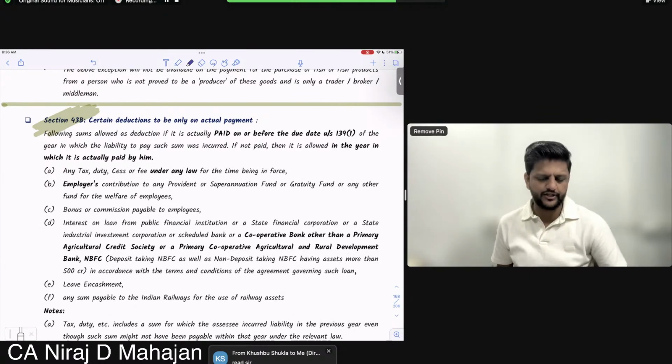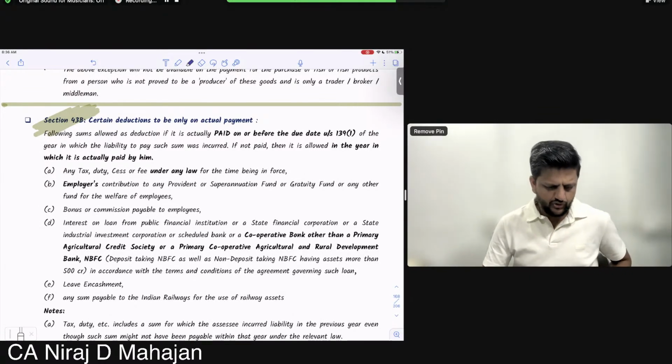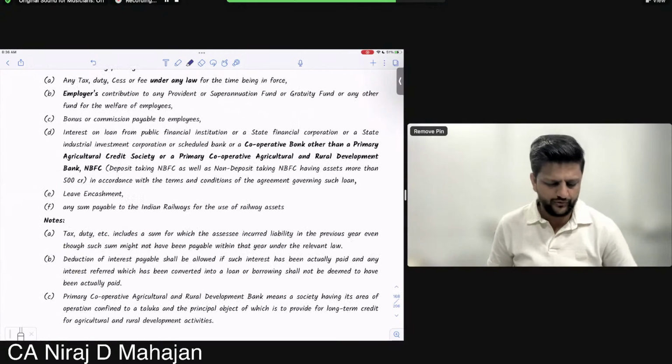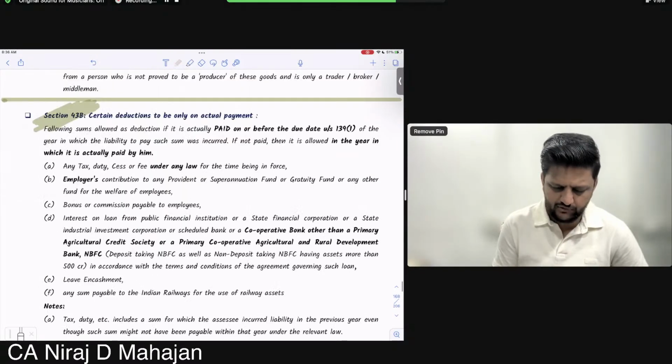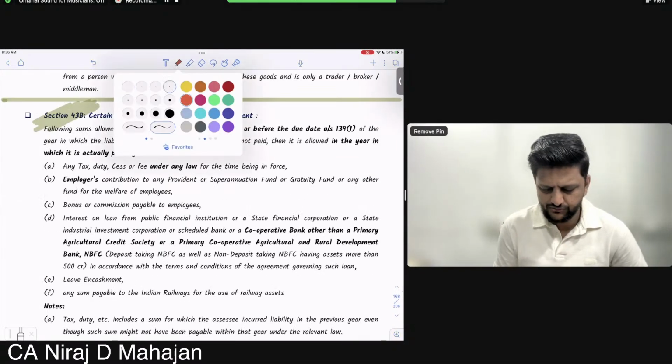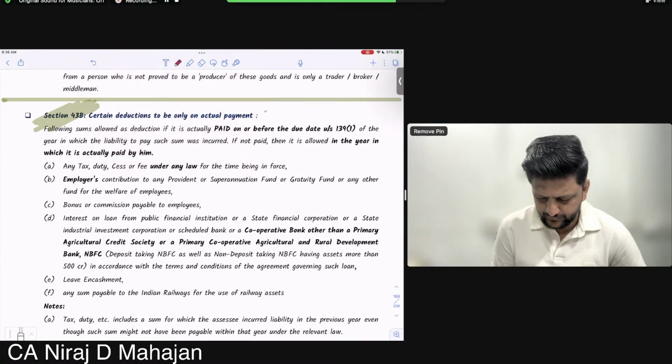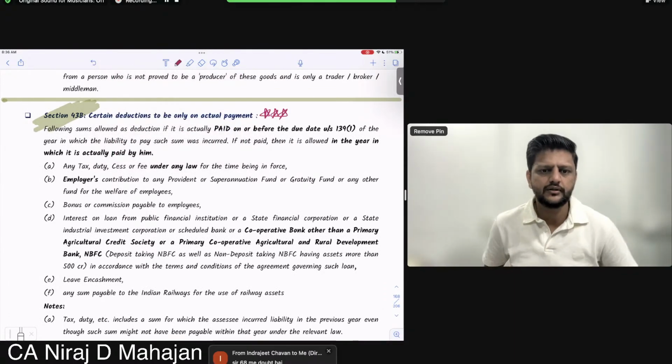Come to the next page, 43B. This was for homework. I doubt how many of you have done it. Give it 3 stars. One of the most important sections. 43B. Again, I'll repeat. I'll tell you the intention, so you'll understand.